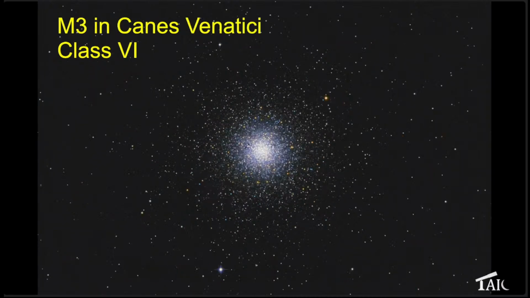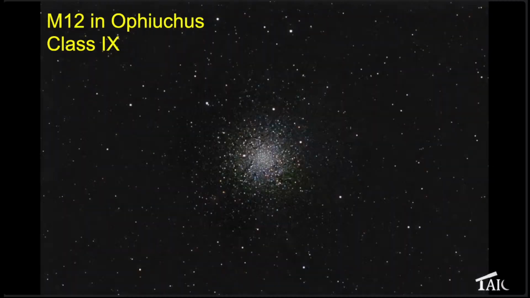This is M3 in Canes Venatici. It's a class 6 globular star cluster, probably the second most famous northern globular cluster after M13. What I think is really fascinating about this is a squiggly line that goes all the way across the globular star cluster, almost as though it was a cracked egg. So if you look right here, you can see this squiggly line going all the way across the globular, consisting of dark, obscuring material. Perhaps the dirtiest globular star cluster in the sky is M12 in Ophiuchus. It's class 9, and it's just riddled with dark material that's blocking out stars behind it.